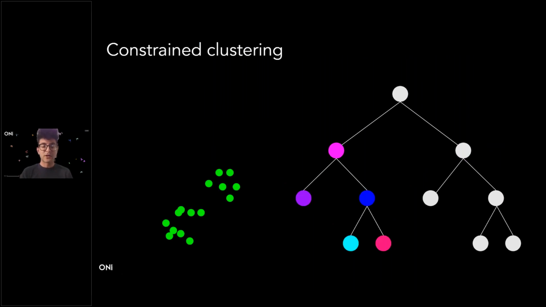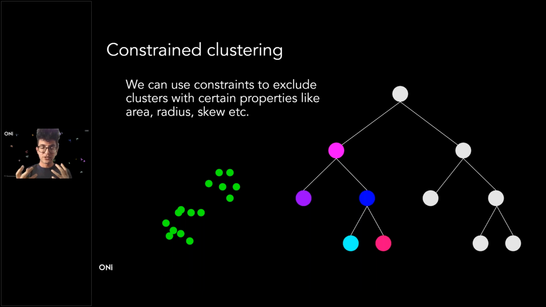And here at ONI, we've also expanded on that HDBScan method in something we like to call constrained clustering. So we take that same cluster tree, and you can see here I've colored some nodes because I want to use them for reference in a little bit of an explanation. What we're going to do here is exclude clusters based on certain properties like area, maybe radius or skew. I'll explain a little bit more about that in a second.